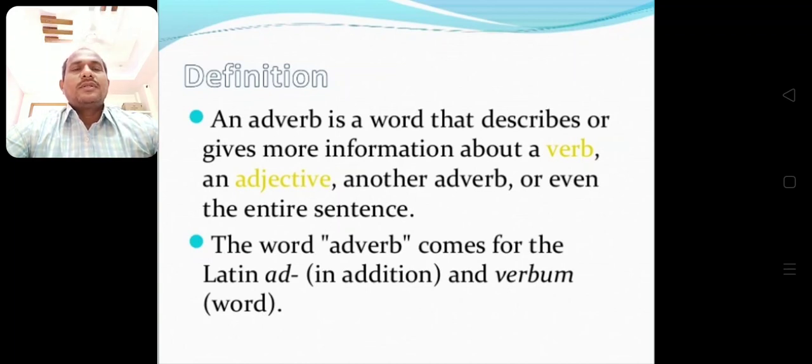An adverb is a word that describes or gives more information about a verb, an adjective, another adverb, or even the entire sentence. The word adverb has been taken from the Latin language. In Latin, ad means in addition, and verbum means word. So adverbum is the word from which adverb has been taken.